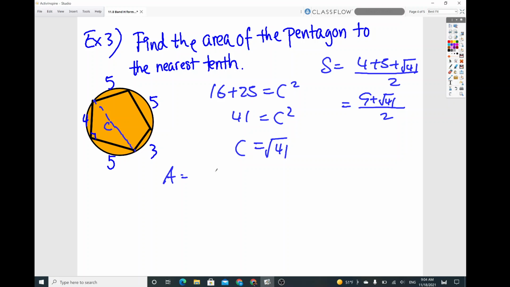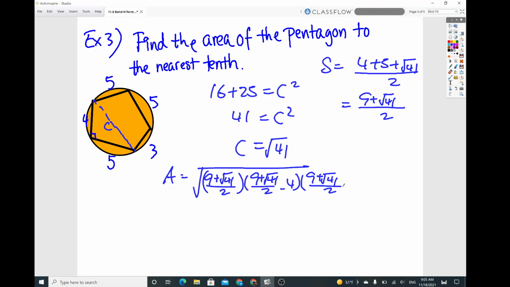So the area of the triangle is the square root of the semi-perimeter, 9 plus root 41 over 2, times 9 plus root 41 over 2 minus 4, times 9 plus root 41 over 2 minus 5, and then 9 plus root 41 over 2 minus root 41. Okay, so just put that into the calculator and find out what that is.